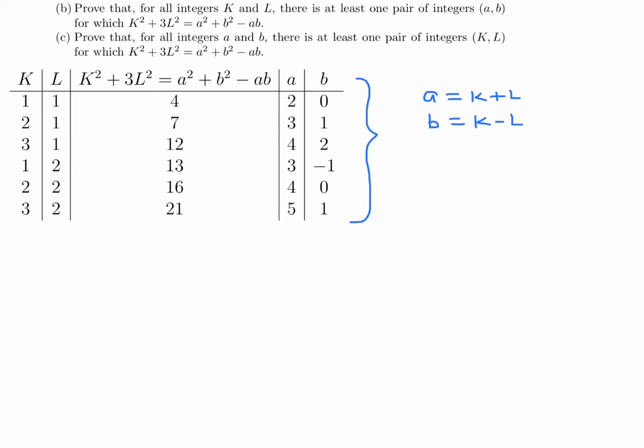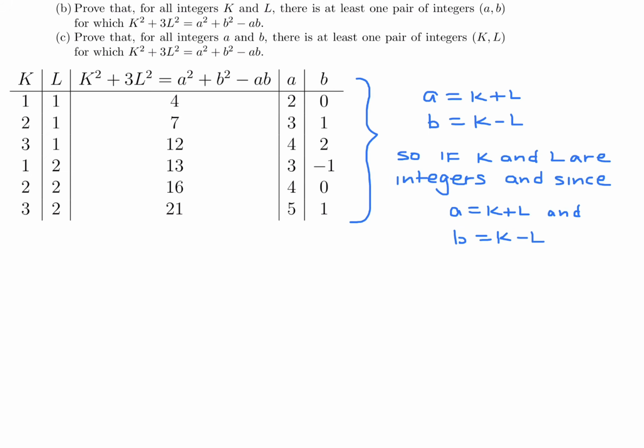If you go through the table, 1 plus 2 is 3, 2 plus 2 is 4, 3 plus 2 is 5, and then 2 minus 1 is 1, 3 minus 1 is 2, and 1 minus 2 is negative 1, and so on. So when you have that table, it kind of helps. So if k and l are integers, and since a is equal to k plus l and b is equal to k minus l, a and b will both be integers.